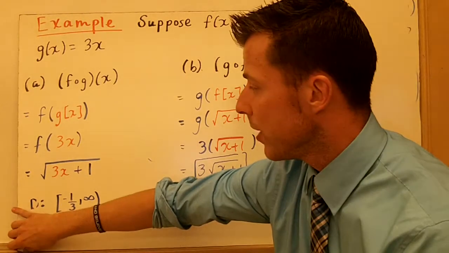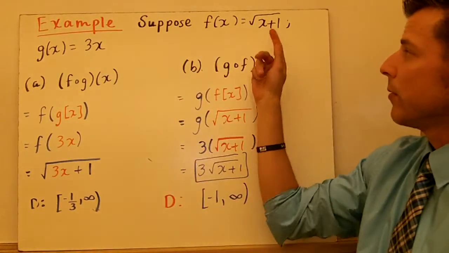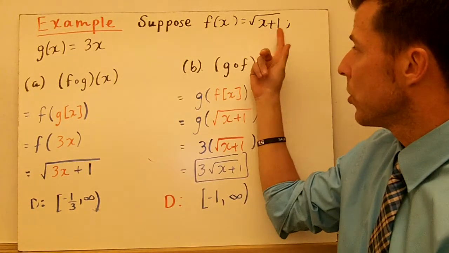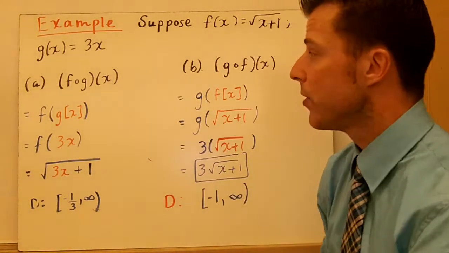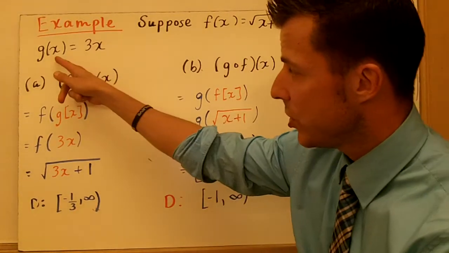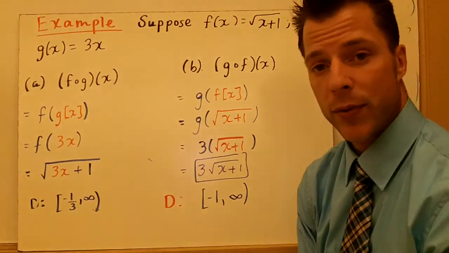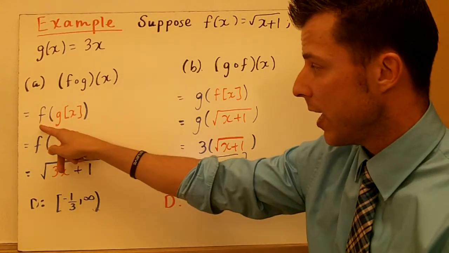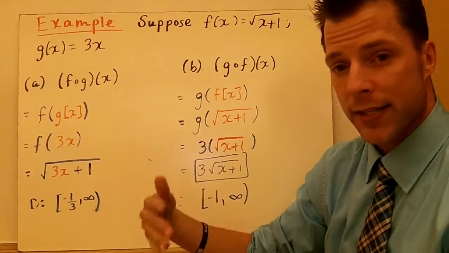Now, here's one that you've got to be really careful of, our last one. This is a square root function. So if I were to give you an x value, you've got to make sure your x is in the domain of both your functions. So f of x here is the square root of x plus 1, and g of x equals 3x. So let's look at f composed with g, which is the following, f of g of x. Again, it's the same thing.